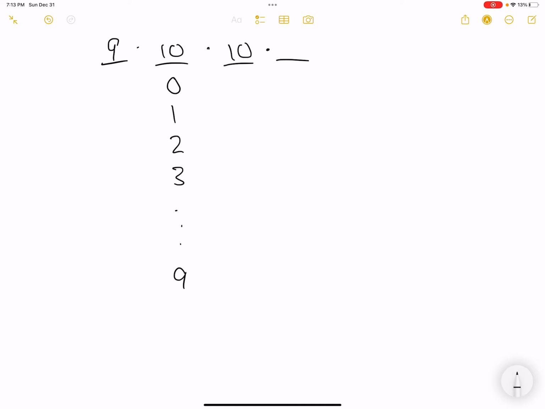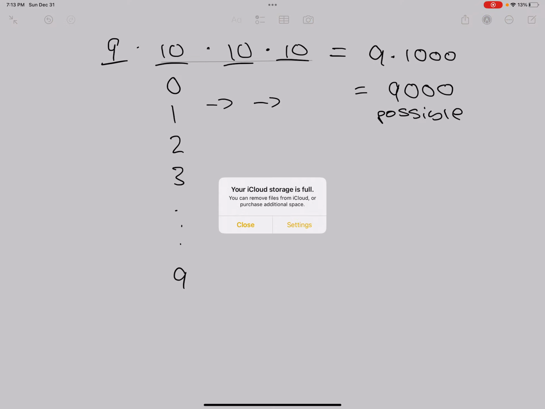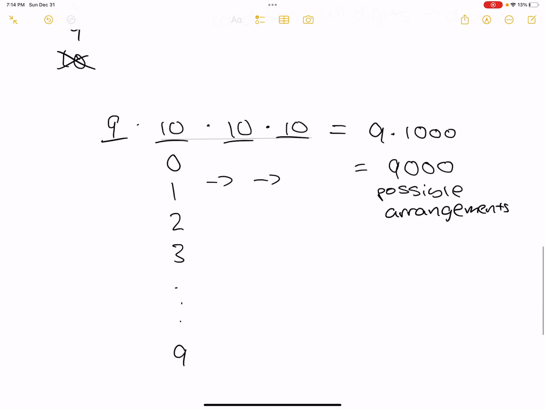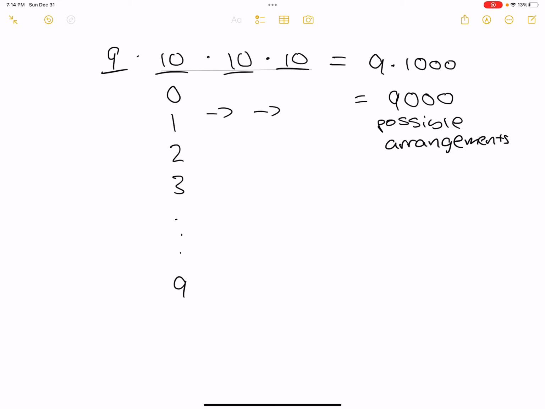And same thing for the ones digit's place. There are 10 possible choices for the ones digit's place. This results in 9 times 1,000. So there are 9,000 possible arrangements for 4-digit numbers. So this shows that there are 9,000 4-digit numbers.